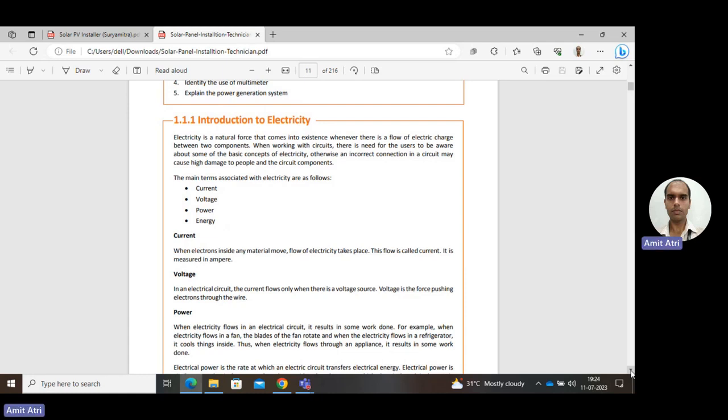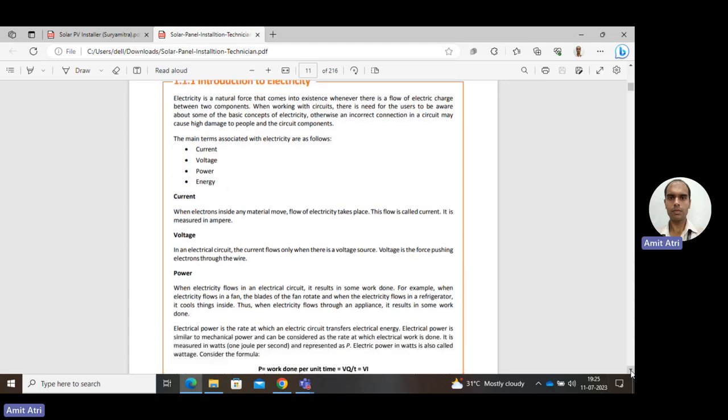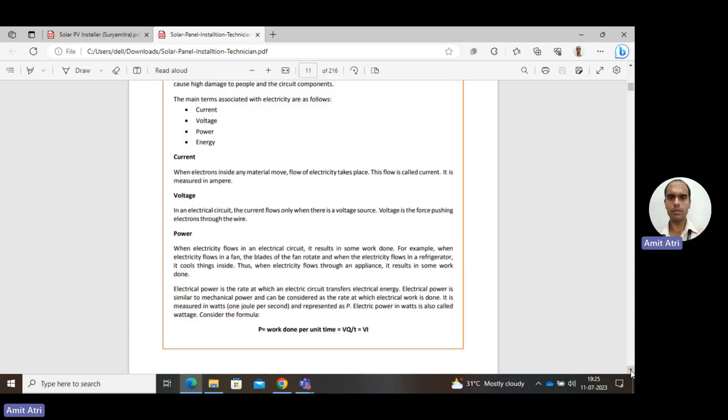Next thing is power. When electricity flows in an electric circuit, some type of work is done. What can be the work? Some examples: a fan is moving, it is rotating. This is the work done. In a refrigerator, the cooling taking place inside is work being done by electricity. Whenever electricity flows through any appliance, some type of work is done.